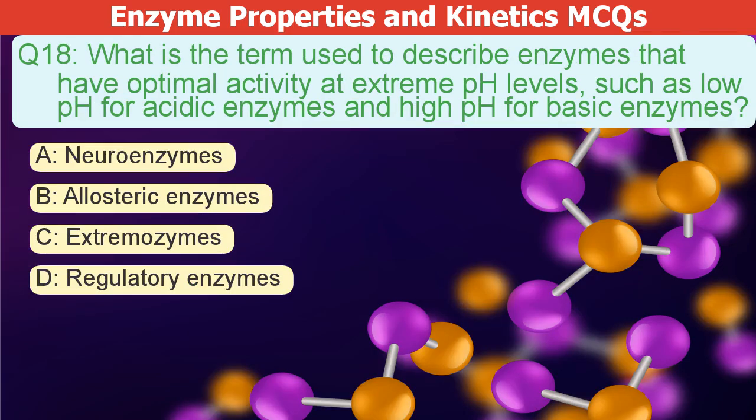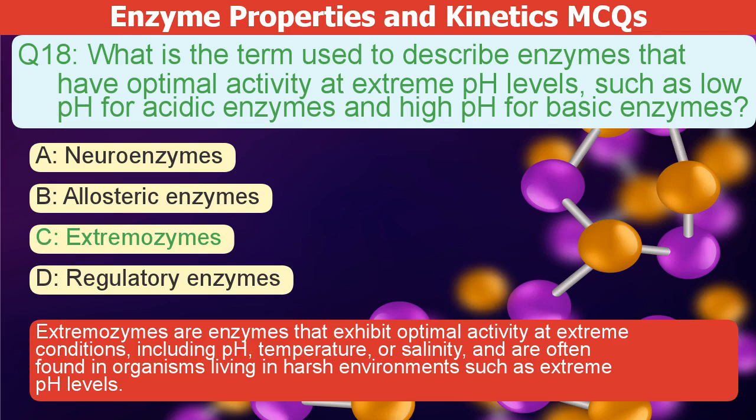What is the term for enzymes that work best at extreme pH levels, like low pH for acidic enzymes and high pH for basic ones? A. Neuroenzymes. B. Allosteric enzymes. C. Extremozymes. D. Regulatory enzymes. The correct answer is C.